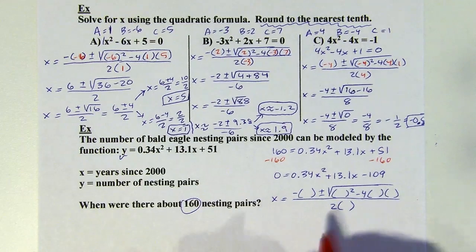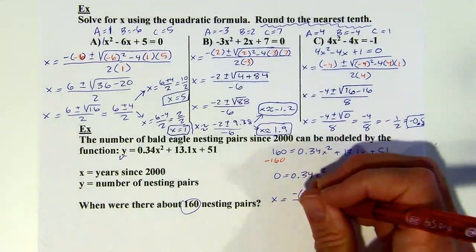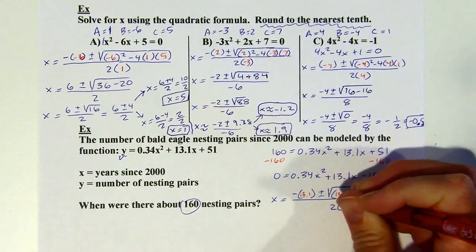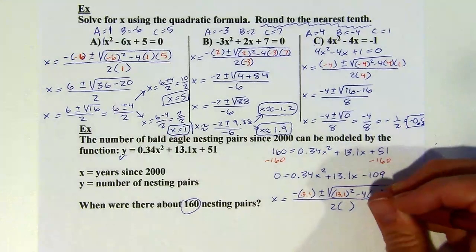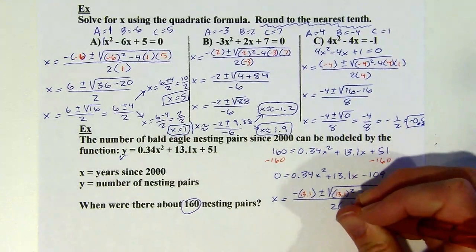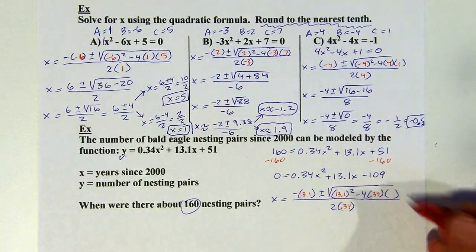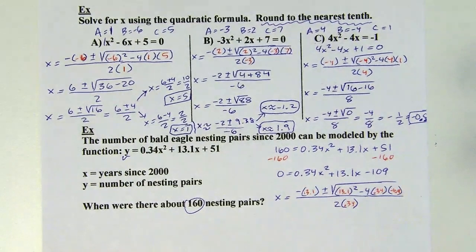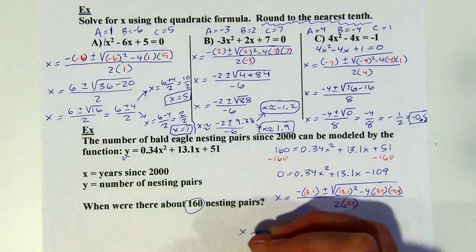Okay, so first two slots are going to be the b's, which I can see now is 13.1. Okay, and then these two slots are a's, those are 0.34. And then this last, the c, is negative 109. I'll make these parentheses really small, but I got it in there. Okay, all right, so let's start simplifying now.